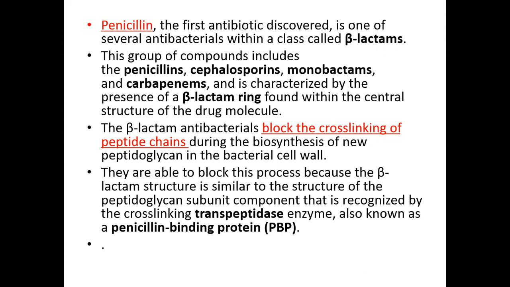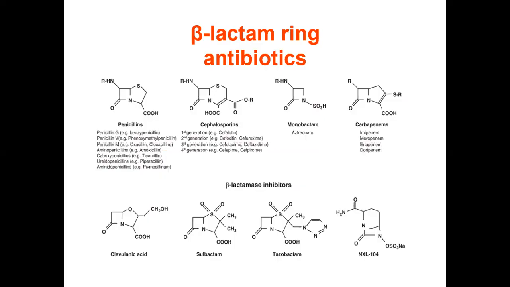The beta-lactam antibiotic blocks the cross-links of peptide chains during the biosynthesis of new peptidoglycan in the bacterial cell wall. They are able to block this process because the beta-lactam structure is similar to the structure of the peptidoglycan subunit that is recognized by the cross-linking transpeptidase enzyme, also known as penicillin-binding protein, PBP.